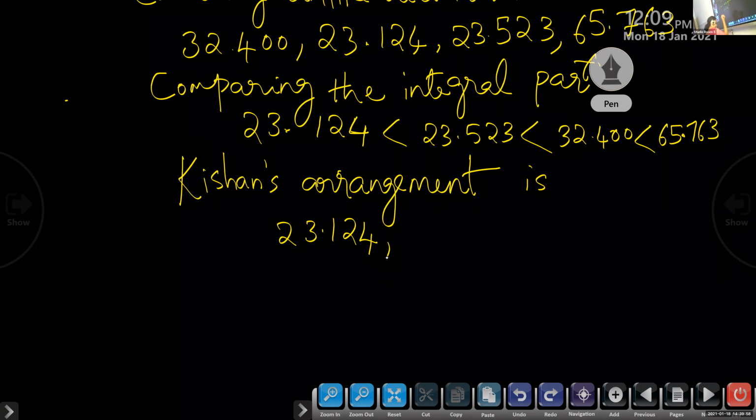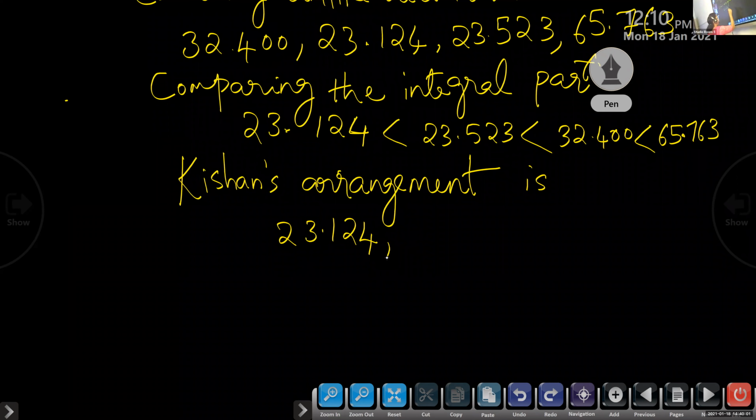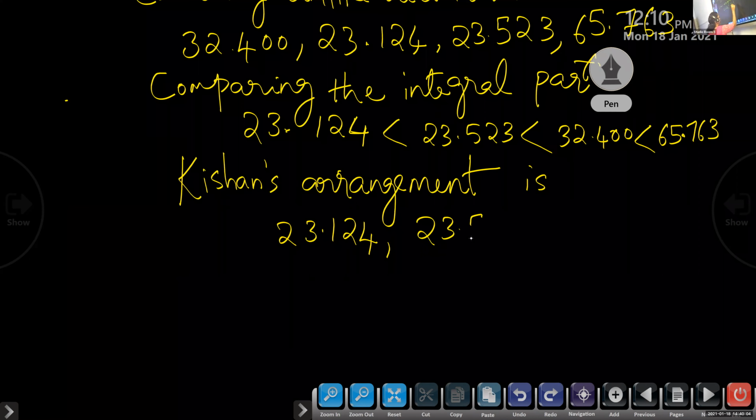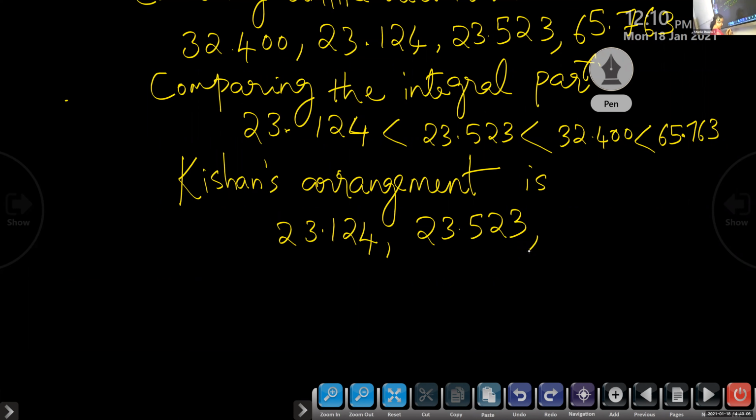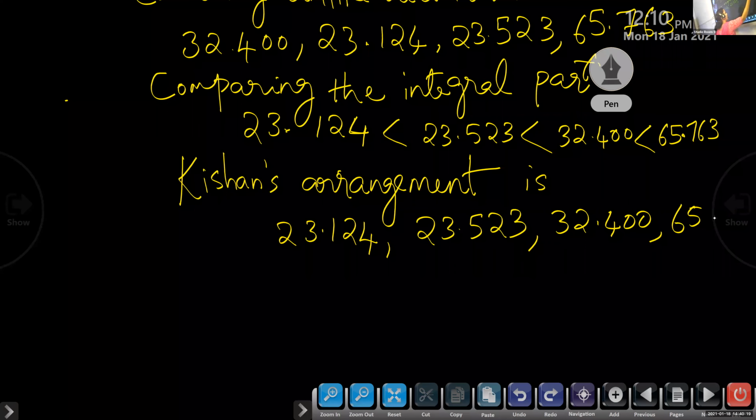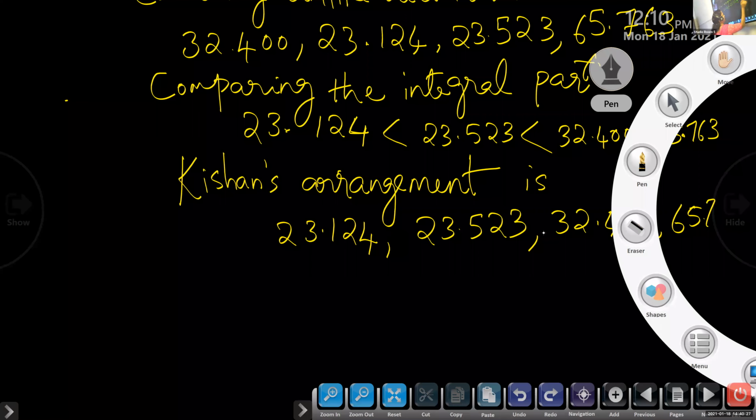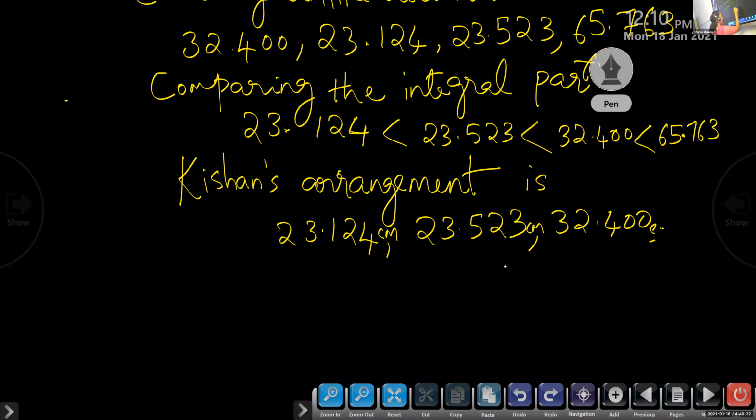23.124, 23.523, 32.400, then 65.760. So children, all these are in centimeter. You can write centimeter here, here also centimeter. Here we will write the last number is 65.763 centimeter.